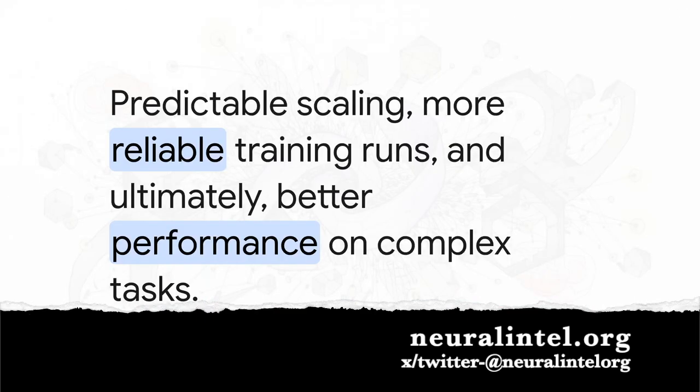Neural signal check. So, for developers, here's the bottom line. You can have the most brilliant architecture in the world, but if your foundation is shaky, your whole skyscraper is going to collapse. Architectural stability isn't a feature, it's the bedrock. It's what lets you scale your models with confidence, knowing that your training runs will be reliable, your results will be predictable, and your final model will actually be as powerful as you designed it to be.